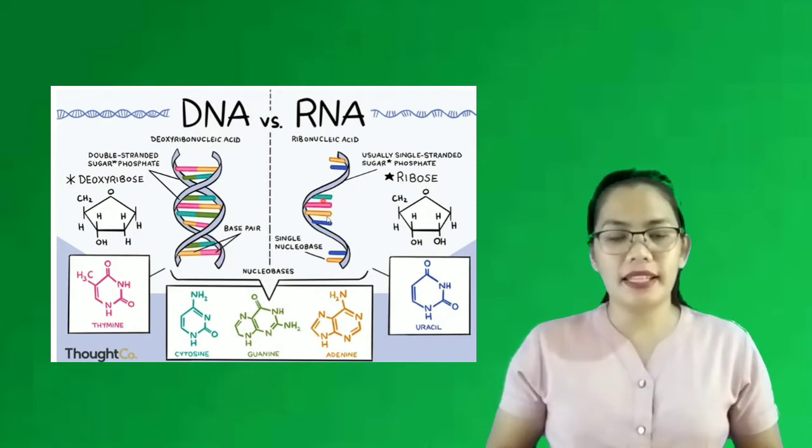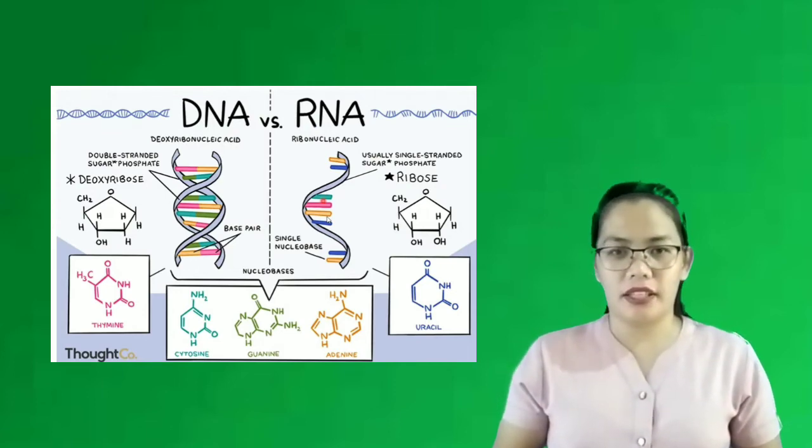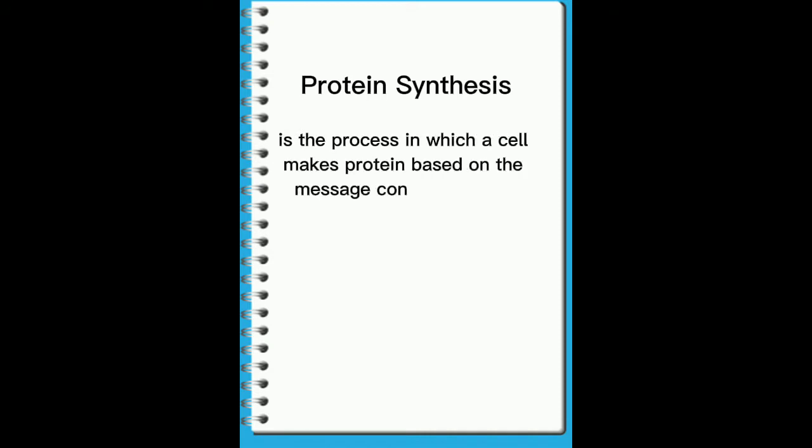Now, translating the code of life from DNA to RNA to protein. Proteins control the activities of the cell and so the life of the entire organism. But how does the DNA make a unique protein that will perform a special function? So this time, I will show you the steps in making proteins. Protein synthesis is the process in which a cell makes a protein based on the message contained within its DNA.